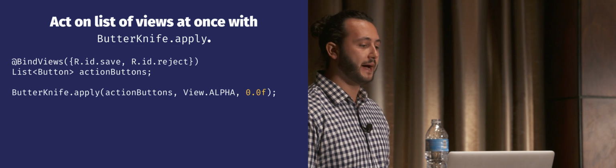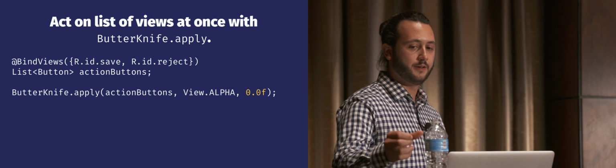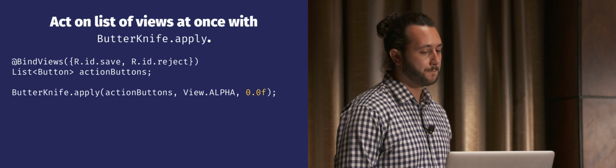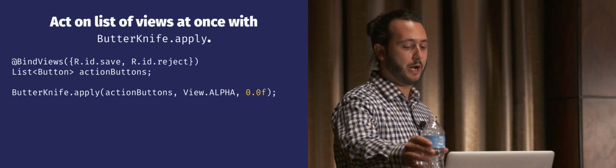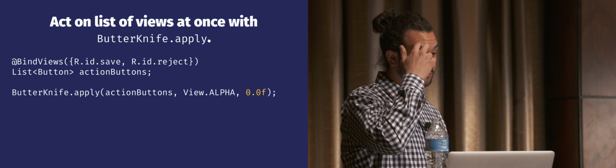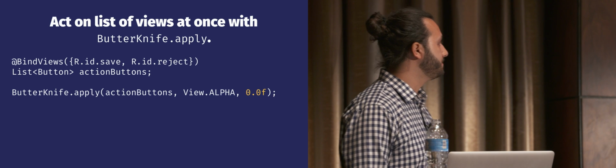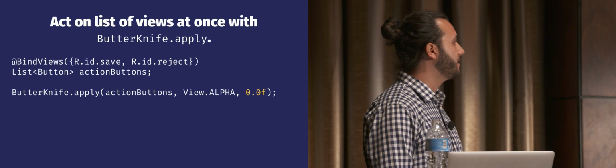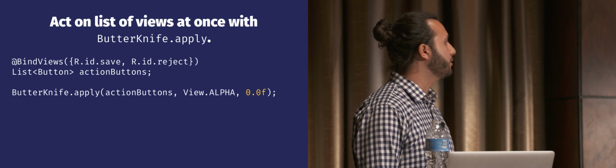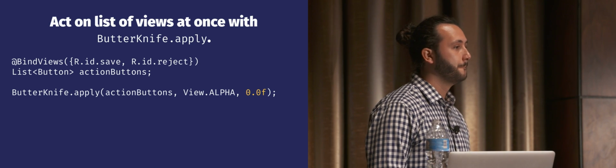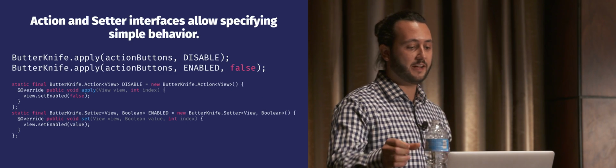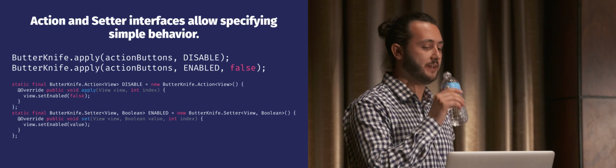While we're talking about binding views into a list, here's another thing that we can do. We can apply a property to all the views at once. So what I've done is I've made this list of buttons, the save and the reject button, and I can change the alpha of these buttons programmatically by using the Butterknife apply method. Butterknife also lets us kind of fine-tune the behavior.